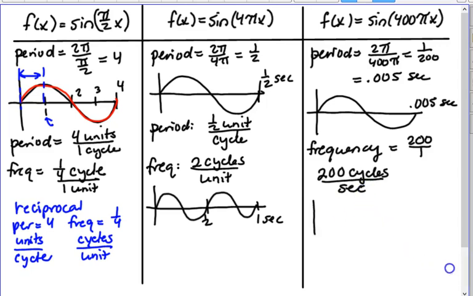So for example, if I were to make this go from 0 to 1 here, there would be 200 complete cycles of a sine or cosine wave, in this case sine, that would fit in that interval, which would be really hard to draw, obviously. So up and down, 200 times in 1 second. So that's the difference between frequency and period.